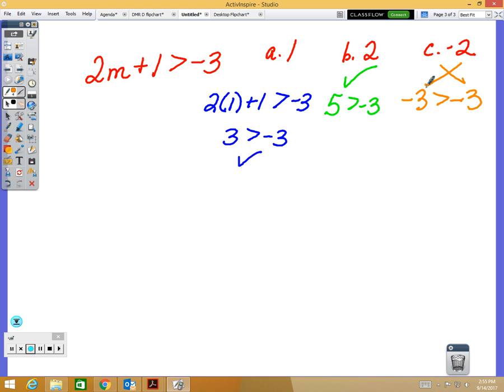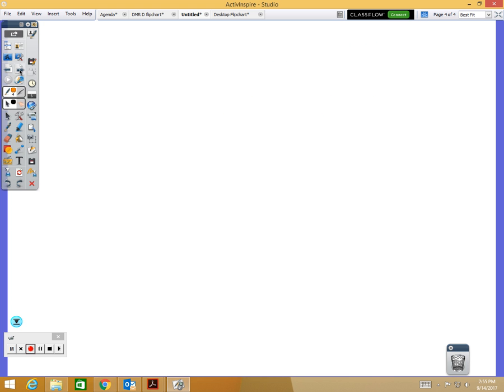Now, I don't need to see that you substitute in, but I do want to see this part down here. Okay, like what I wrote in green and orange. So you need to show me that. Does that make sense? Okay, let's talk about graphing.